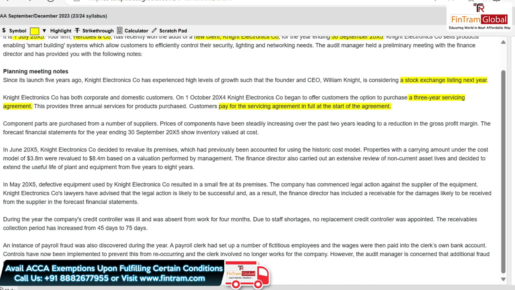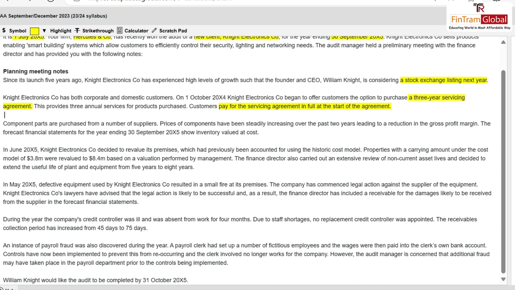Component parts are purchased from a number of suppliers. Okay, which is fine. And prices of components have been steadily increasing over the past 2 years, leading to a reduction in the gross profit margin. Okay, understandable. That's a business issue. But does the auditor need to consider anything in relation to it? Let's have a look. The forecast financial statements for the year ended 30th September 2005 show inventory valued at cost.